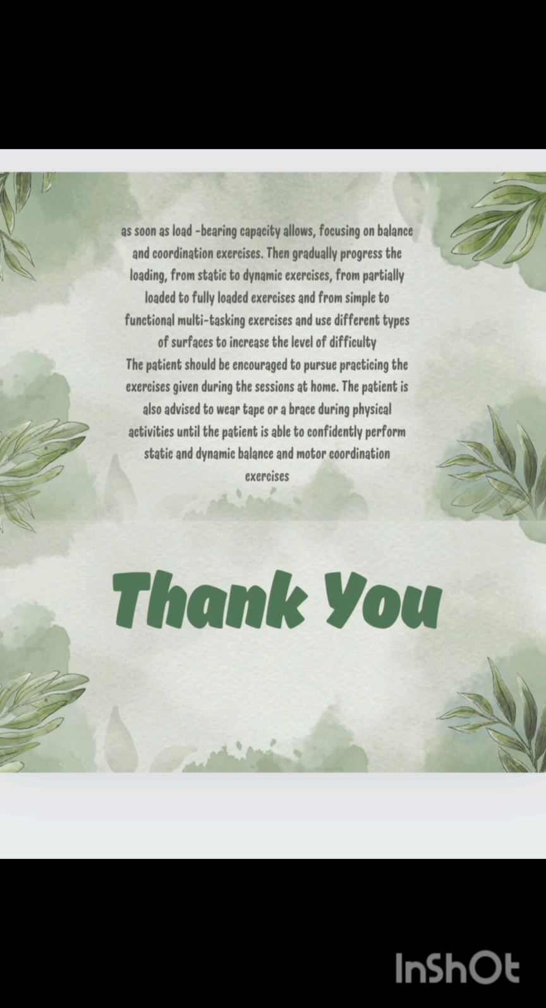focusing on balance and coordination exercises, then gradually progressing loading from static to dynamic exercises, from partially loaded to fully loaded exercises, and from simple to functional multitasking exercises, and using different types of surfaces to increase the level of difficulty. The patient should be encouraged to continue practicing the exercises given during the sessions at home. The patient is also advised to wear a tape or a brace during physical activities until the patient is able to confidently perform static and dynamic balance and motor coordination exercises.